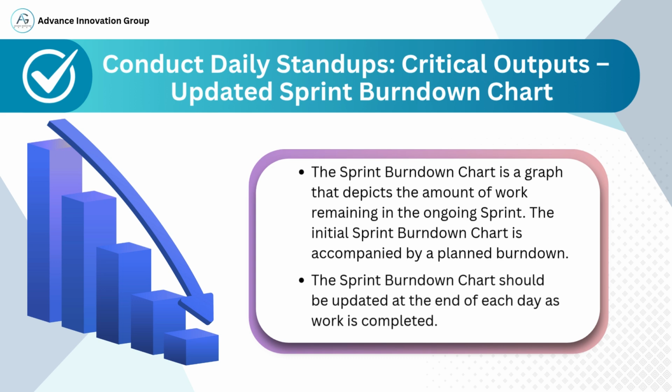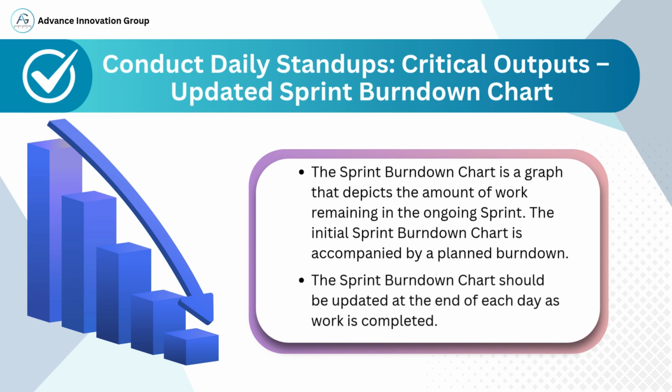The Sprint Burn-Down Chart is a visual representation of how much work remains in the current sprint. It helps the team track whether they are on pace to complete their committed tasks within the sprint timeline. There are usually 2 lines on the chart. 1. A planned burn-down line, which shows how the work should be completed ideally. 2. An actual burn-down line, which shows the real-time progress made by the team.